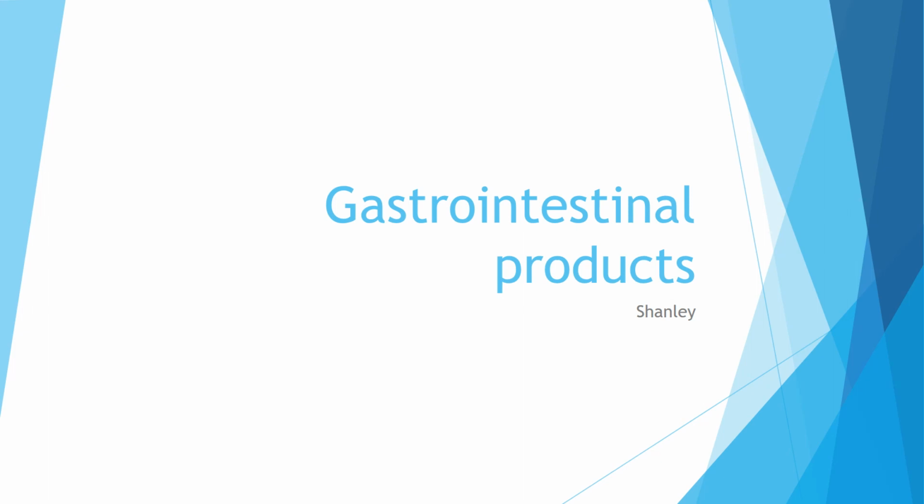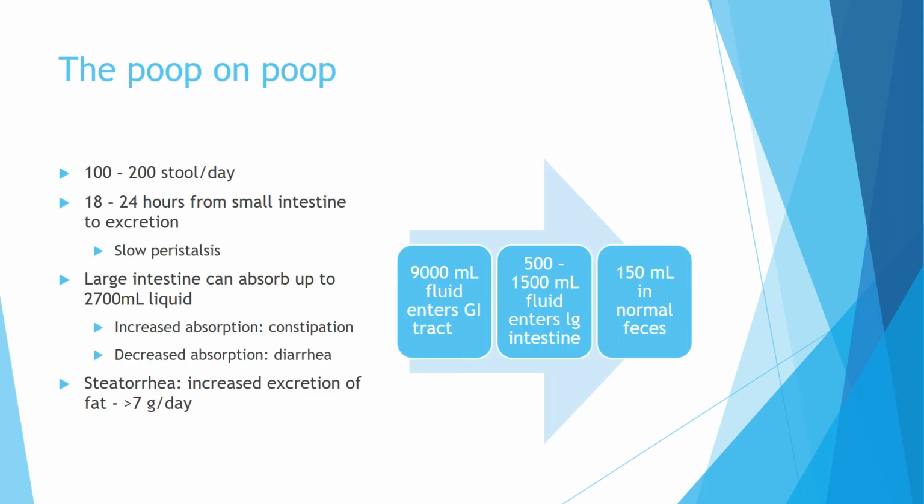Okay, this lecture is about the gastrointestinal products. It's poop. Okay, so we're going to go through this pretty basic lecture. So what is stool? Stool consists of undigested food, epithelial cells that have been sloughed off, mostly intestinal bacteria, as well as various GI secretions, some bile pigments, a little bit of electrolytes, and some water.